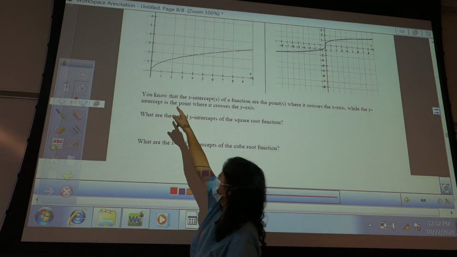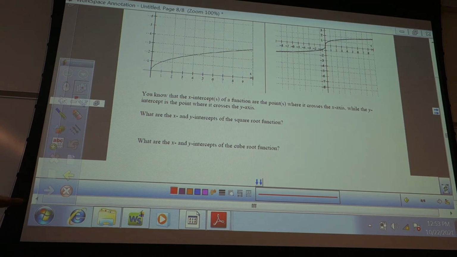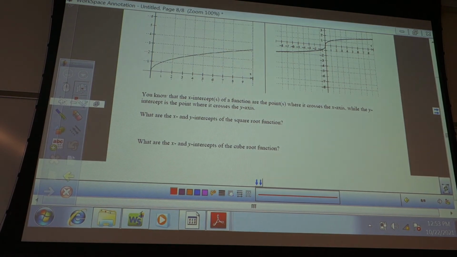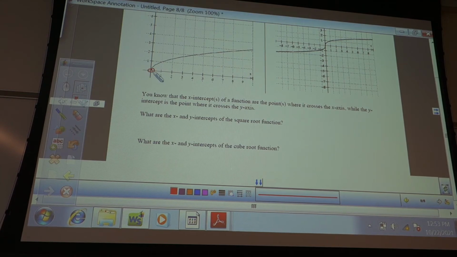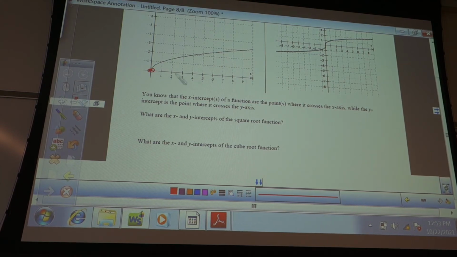So this first one over here, where does it intersect the x-axis? Zero. Yeah, right here it intersects the x-axis. Where does it intersect the y-axis? Where does it intersect this axis here? Also 0. So this is going to be 0, 0. And the other one is also 0, 0. They're both 0, 0.